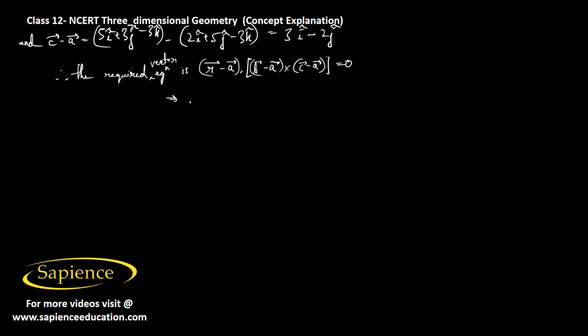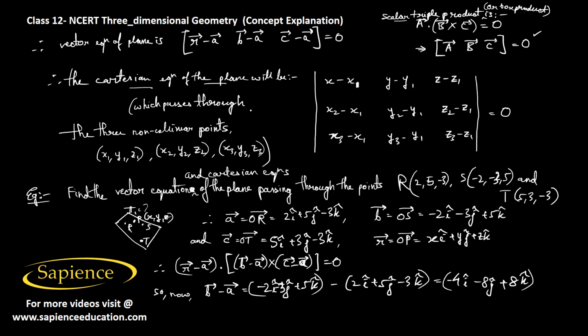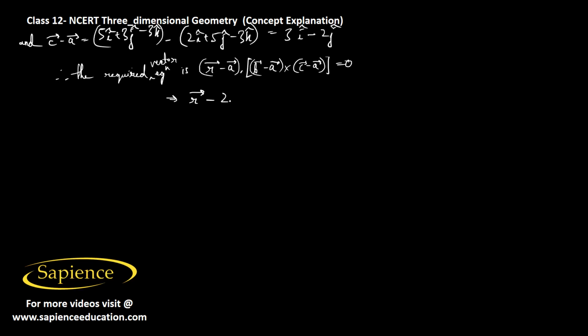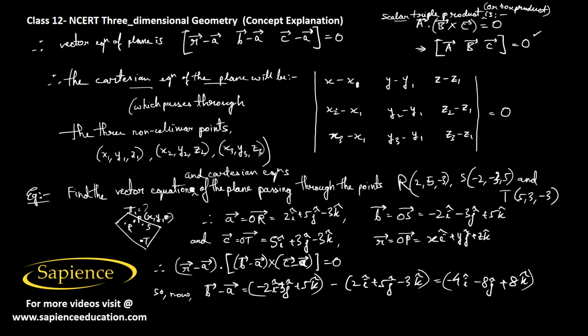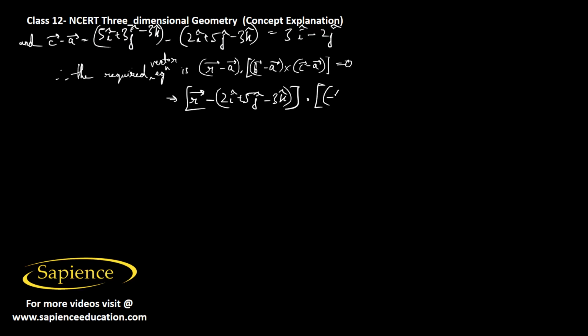So now this will be r vector minus a vector. A vector is 2, 5 and minus 3, 2i cap plus 5j cap minus 3k cap. Then its dot product with the cross product of b minus a, which is minus 4i cap minus 8j cap plus 8k cap, then cross product it with 3i cap minus 2j cap. That will be equal to 0.